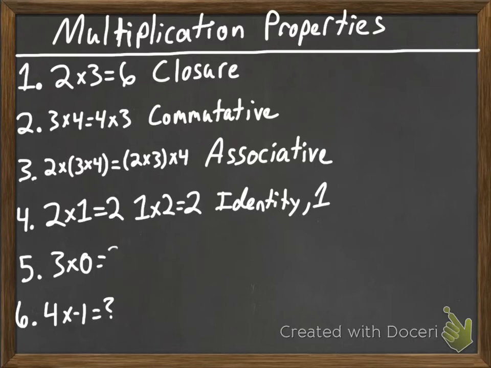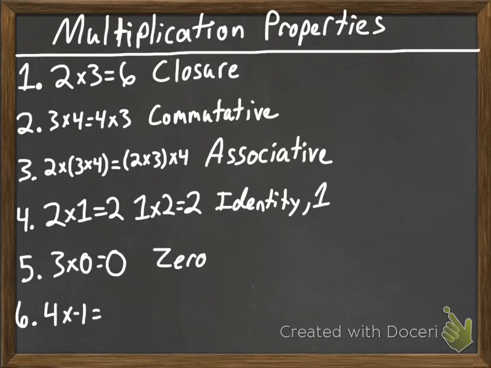5, it says 3 times 0. And if you perform 3 times 0, you know you should get 0. Now this is a new property, and it's called the 0 property. It says that anything times 0 is 0. And the last property is also new.